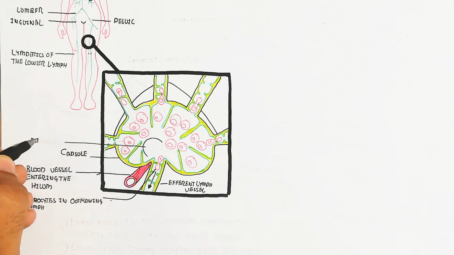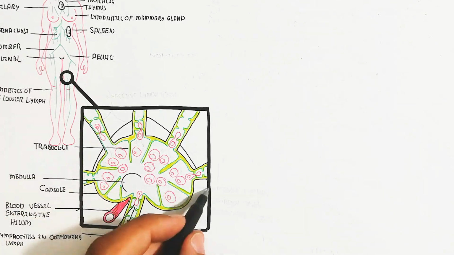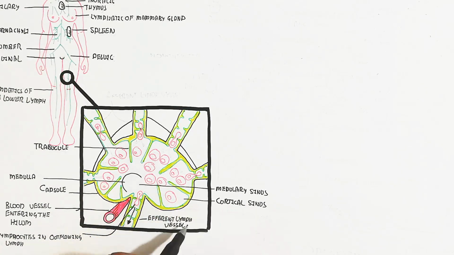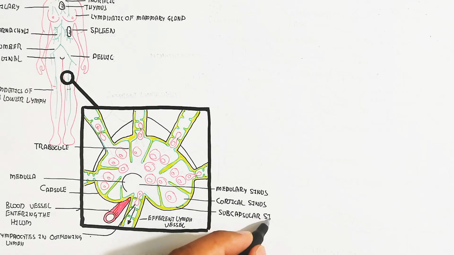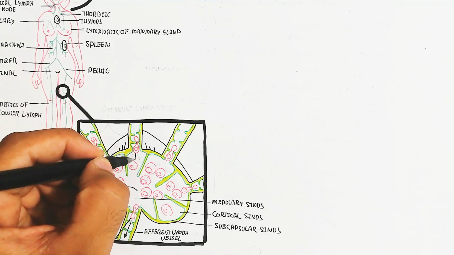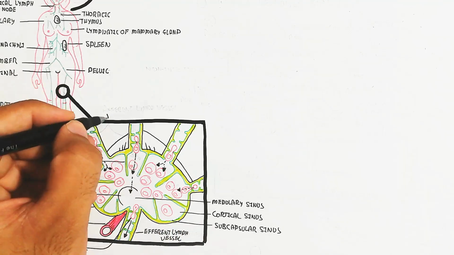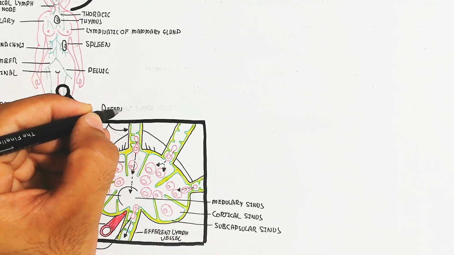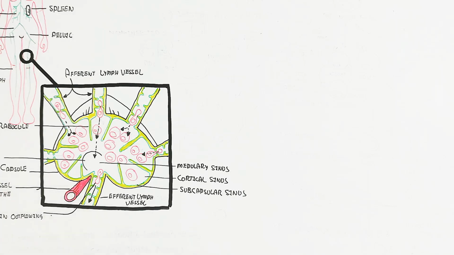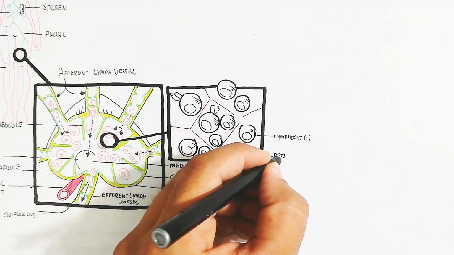The capsule is here, and inside the capsule are the cortex and medulla, and this is the trabecula, this is the medullary sinus, this is the cortical sinus, and this is the subcapsular sinus inside. Anyhow, this is a simple diagram to understand the basics. The lymph node also contains macrophages, but not like the spleen's macrophages. Here are the afferent and efferent lymph vessels. In this way, it works as a filter for pathogen identification.